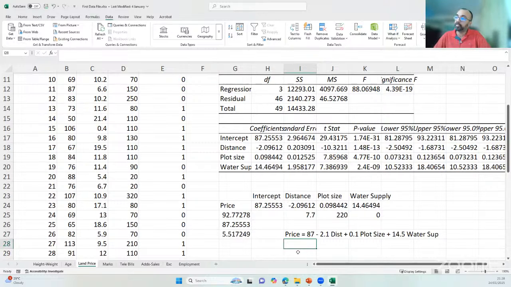So negative 2, therefore, we get it from the analysis. Here also you can see that. So we get it from the analysis because the relationship between the distance and the price had been negative.